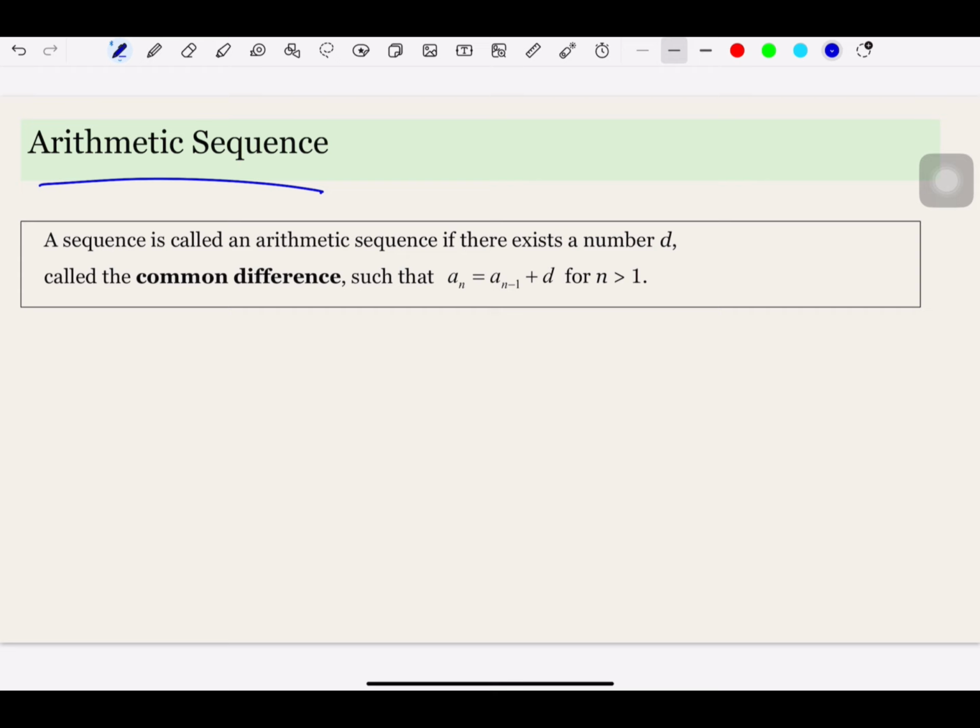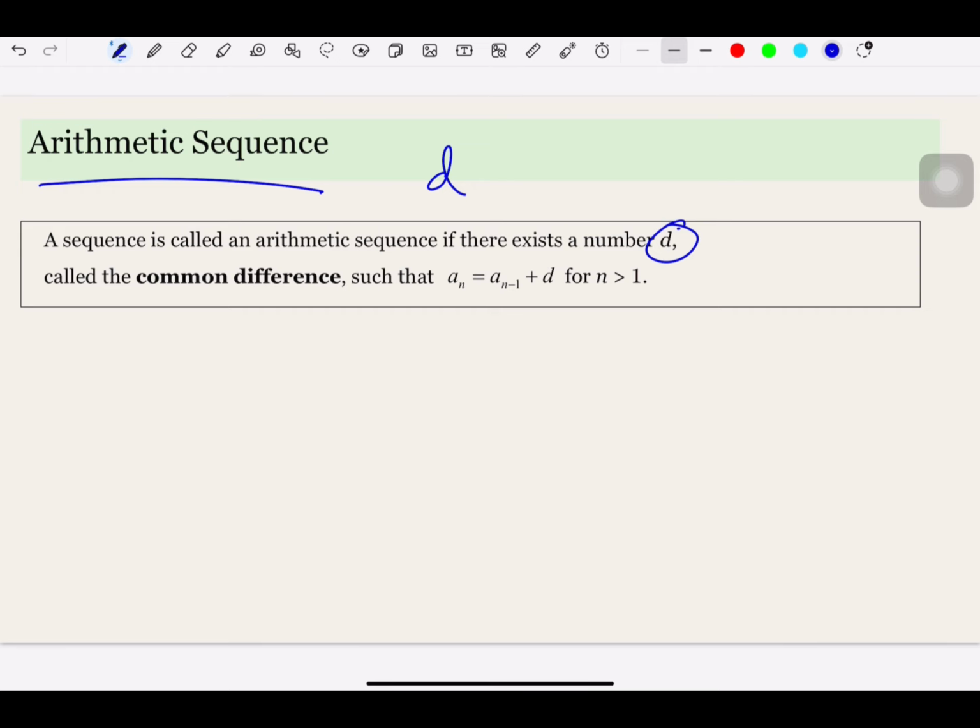So let's talk about a very important and common type of sequence, the arithmetic sequence. What is an arithmetic sequence? An arithmetic sequence is a list of numbers where the difference between two consecutive terms is always the same. The constant difference is called the common difference, and we usually use the letter d to represent it.